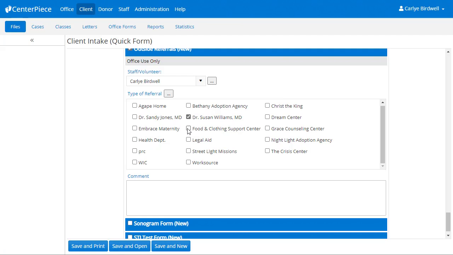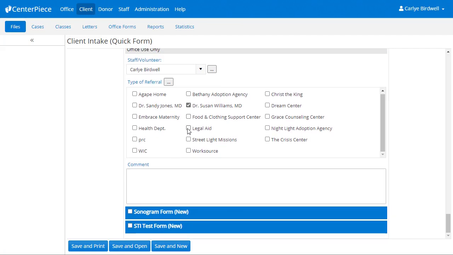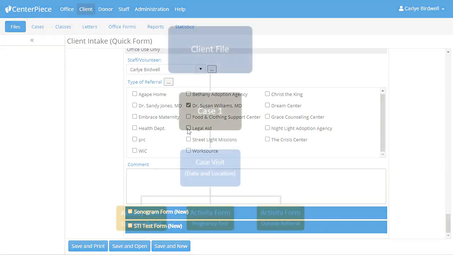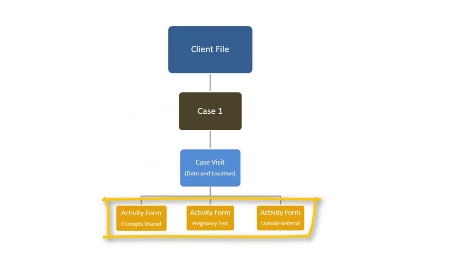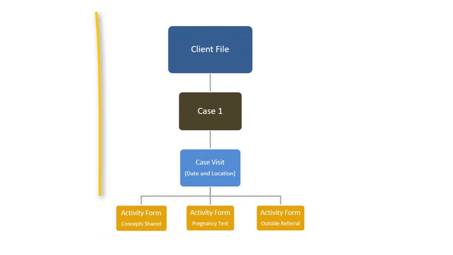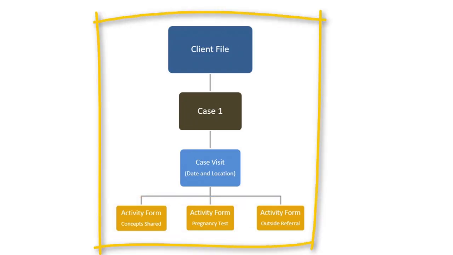Okay, so at this point, I'm finished recording all of the information about the client and about the services she received. Let's quickly refer back to our electronic chart diagram, and you can see that we created the client file when we checked her in, and then here in the quick form, we've created the case visit, and we've entered in all of the activity forms that represent the services she received at the center. I'm now ready to save all of these forms to her electronic chart.